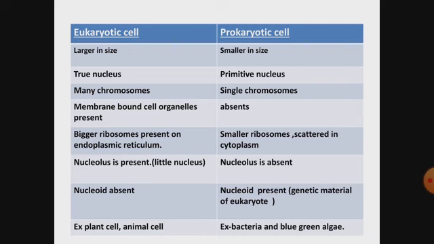In case of eukaryotic cell, you can see that there is nucleolus. Nucleolus is present. Nucleolus is a little nucleus which is present inside the nucleus. And in prokaryotic cell, obviously it is absent because the nucleus is not well defined. The genetic material of prokaryotic cell is called nucleoid. So we say nucleoid is present in prokaryotic cell and nucleolus is present in eukaryotic cell. Examples of eukaryotic cell are plant cell and animal cell, and prokaryotic cells are bacteria and blue-green algae cells.